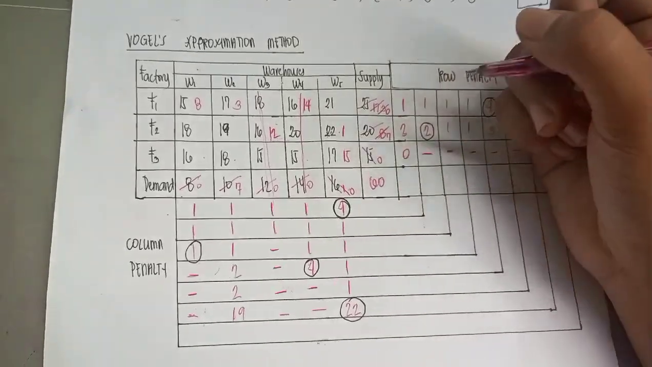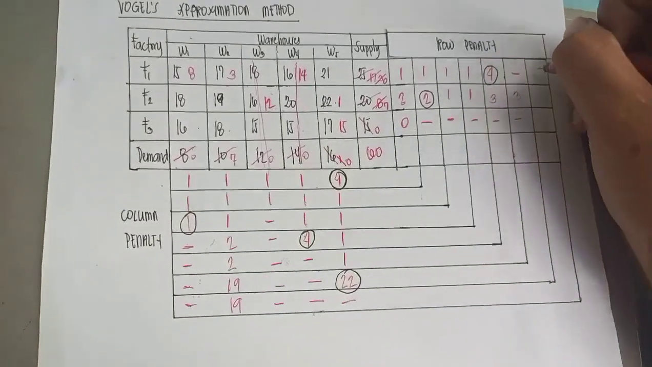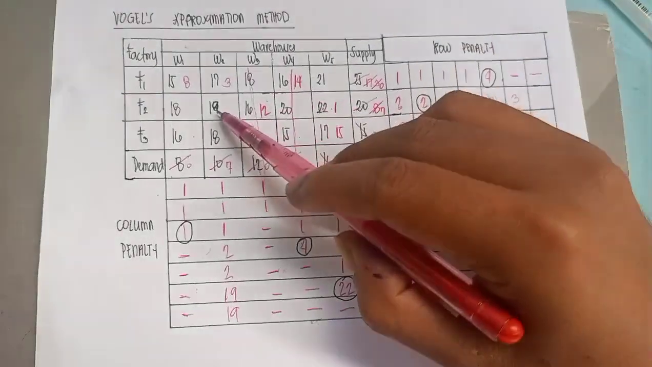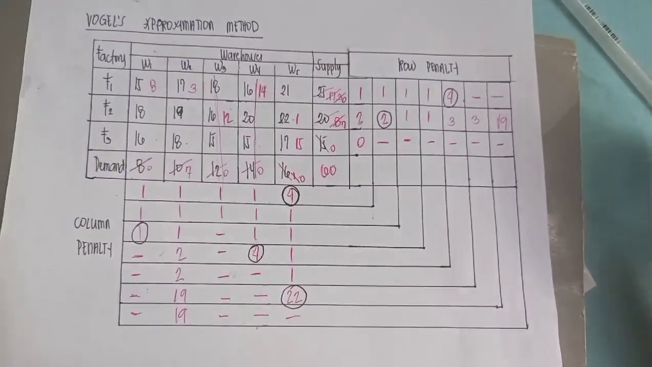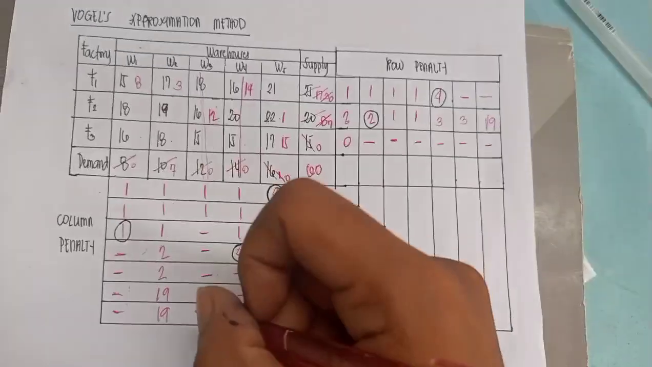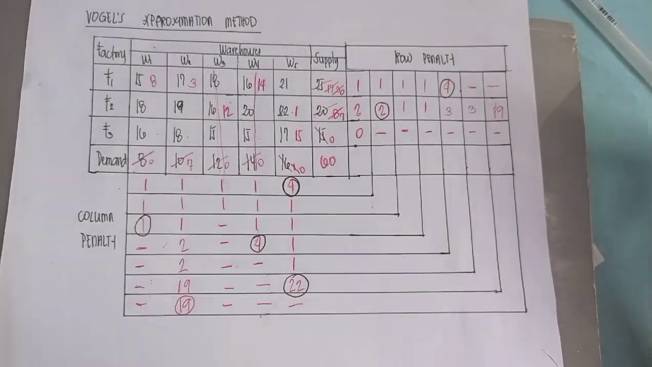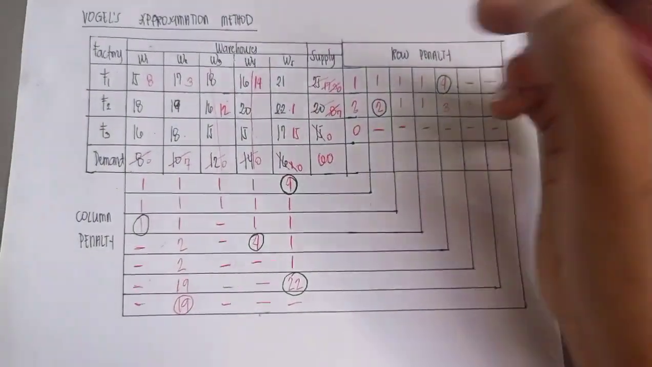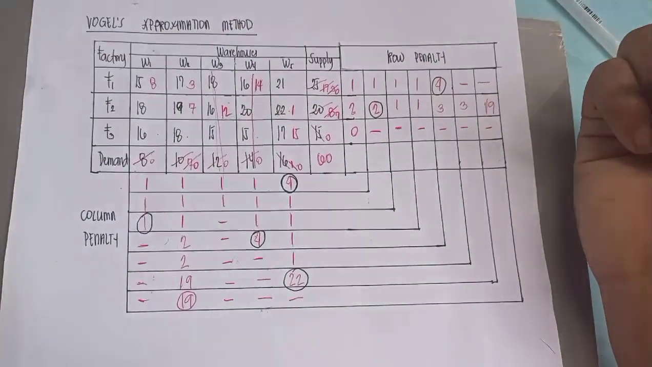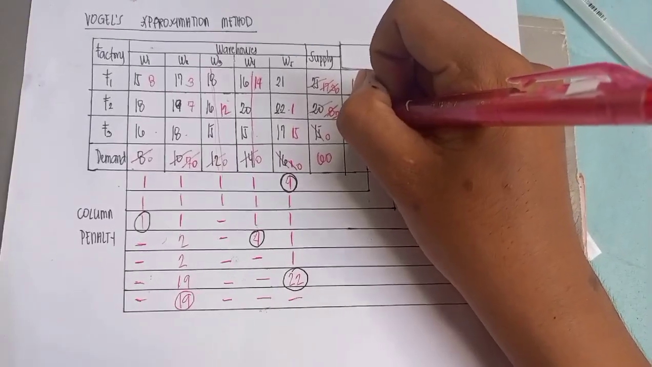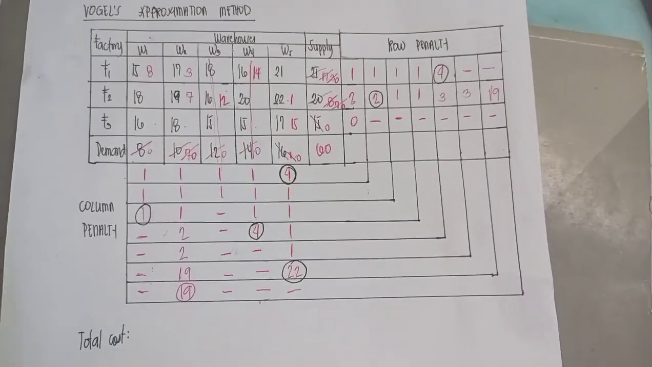Now dash, 19, dash, dash, dash, then dash. Here we are only left with 19, then dash. The maximum penalty is only 19, so I prefer to choose the column penalty. So we have the least cell of 19. So we will allocate here the 7, the remaining 7 in the demand. So this is fully saturated, and the supply is also saturated. So we're done.